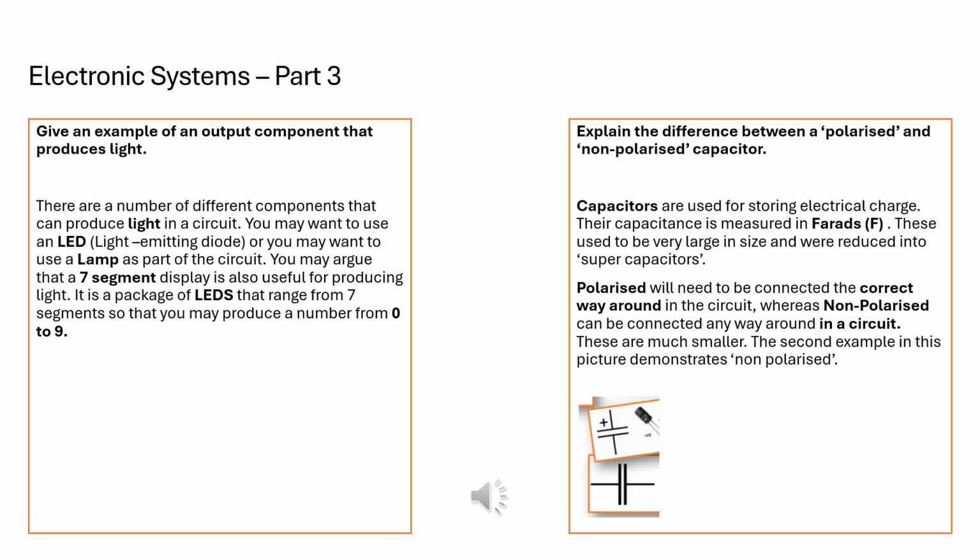There are a number of different components that you can use in a circuit to create light. You may use an LED, a light emitting diode, or you may want to use a lamp as part of your circuit. Some people may argue that a 7-segment display could also be used for producing light, and this was a package of LEDs. So this is actually a group of LEDs created together with 7 segments so that you can produce a full number from 0 to 9.